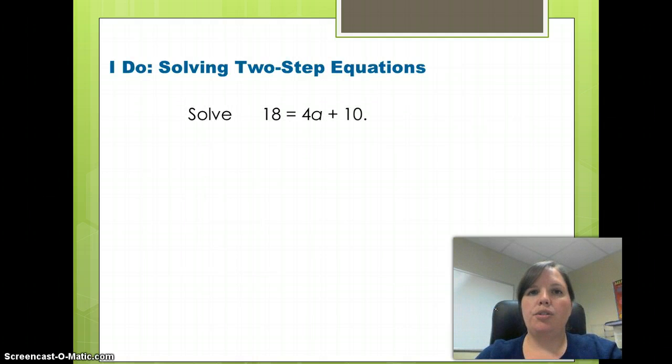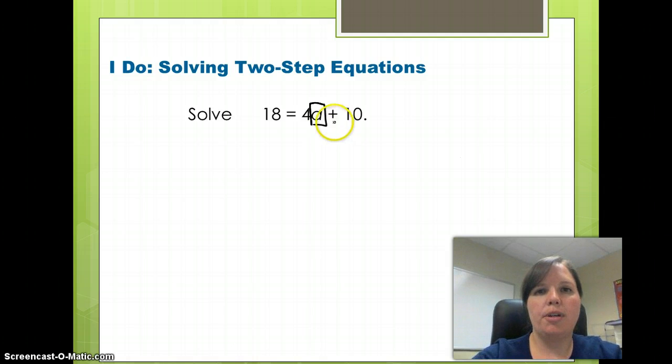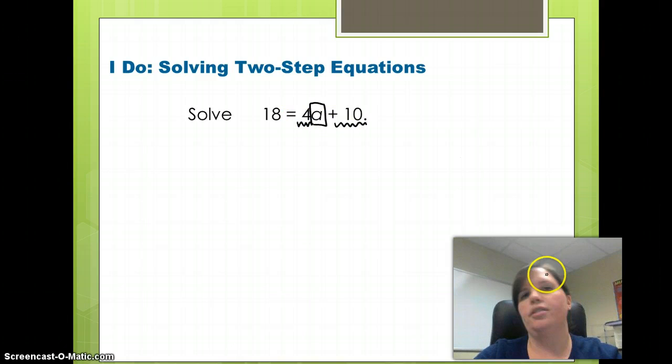So I'm going to do a two-step equation just to kind of get you back into the groove of these, and hopefully you've seen these before, but if not, remember our main idea is to try and get the variable alone. We want to know what x is, or in this case we want to know what a is. So to figure out what a is, what's causing us problems? Well, this plus 10 is causing us a problem, this 4 is causing us a problem. We know we want to use opposite operations.